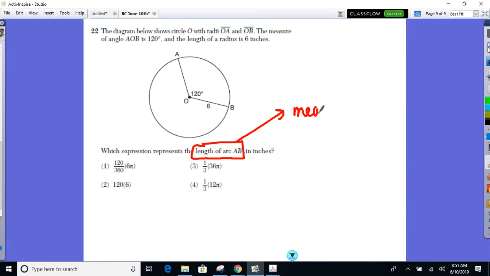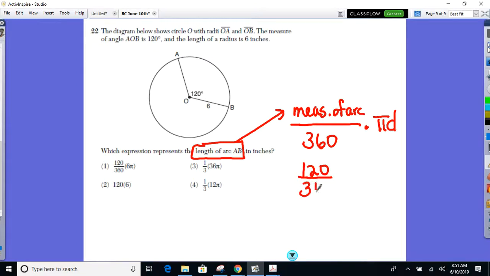It's the measure of the arc over 360 times the circumference, pi d, for the length of the arc. And now this just becomes plug and chug. So now it's 120 over 360 times pi d, which would be 12. Now, I don't see that in my multiple choices, but I do see 120 over 360 reduced, 1/3 times 12 pi.